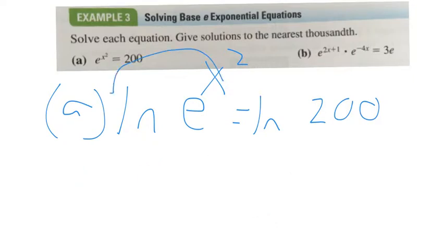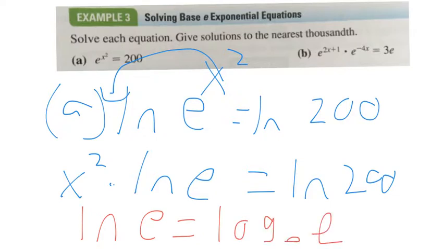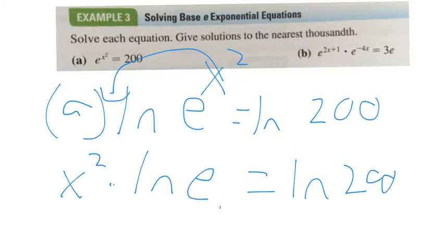Alright, that moves out in front, so you have x squared times natural log of e equals ln of 200. Now, another side note that I'm going to quickly write down and then erase. Ln of e is the same as log base e of e. Remember, whenever the base and the input are the same, they're equal to 1. So, ln of e is equal to 1. X squared times 1 is x squared, equals natural log of 200.